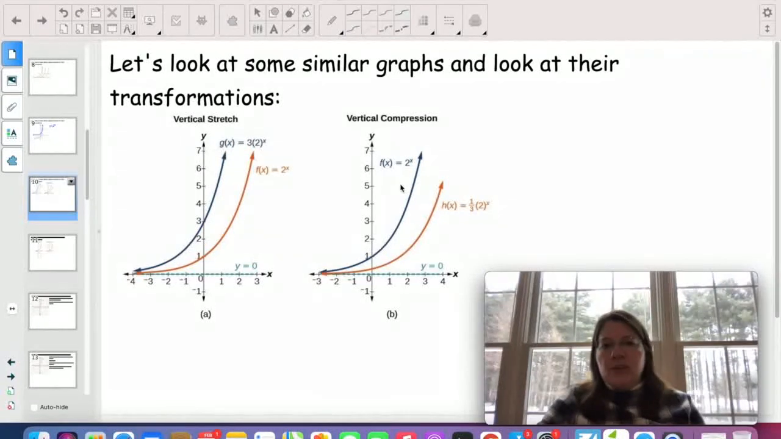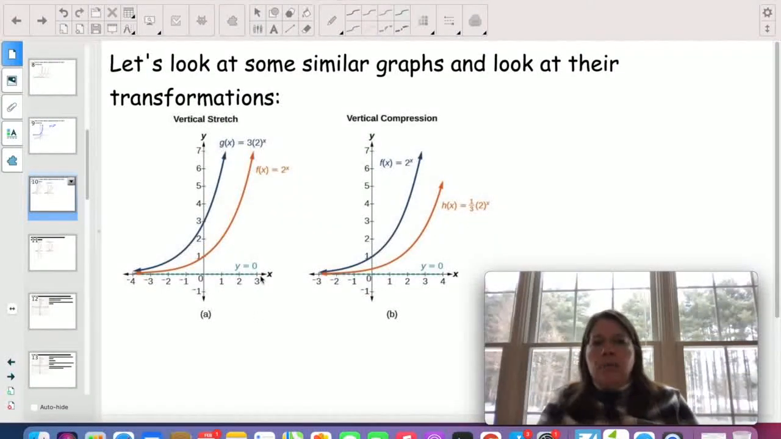Vertical compression is when we put a fraction in front of the graph. And we talked about putting whole numbers and fractions in front of parabolas earlier in the year. Those were vertical stretches and vertical compressions as well.